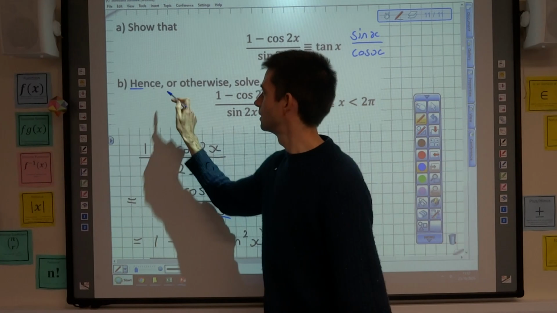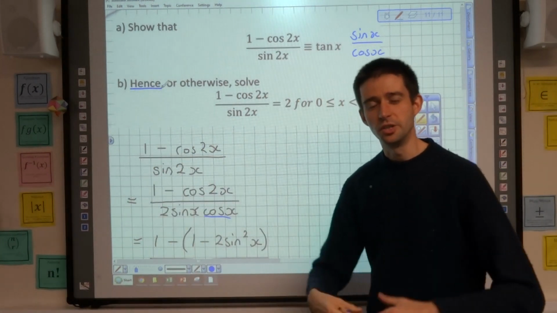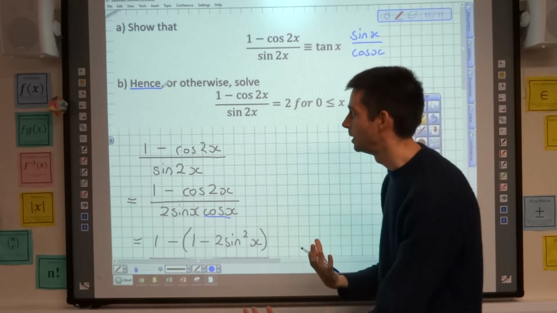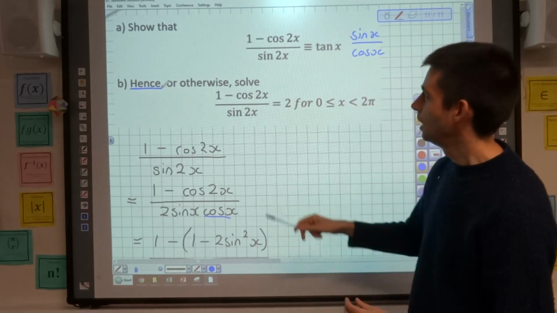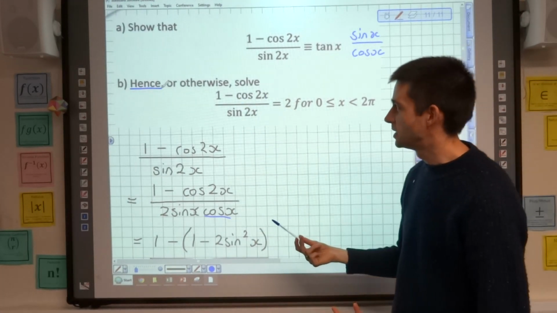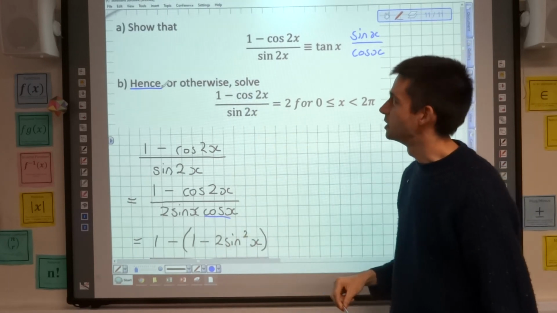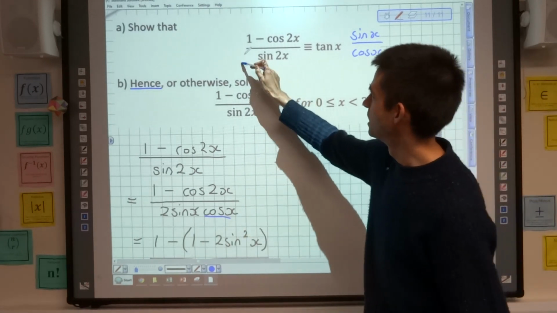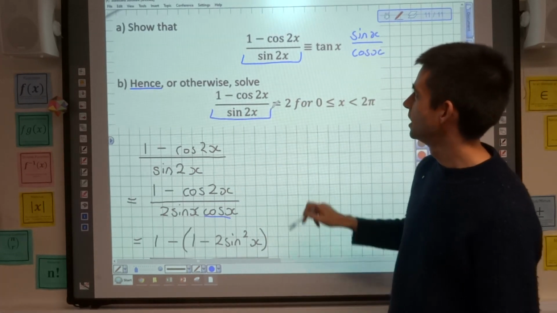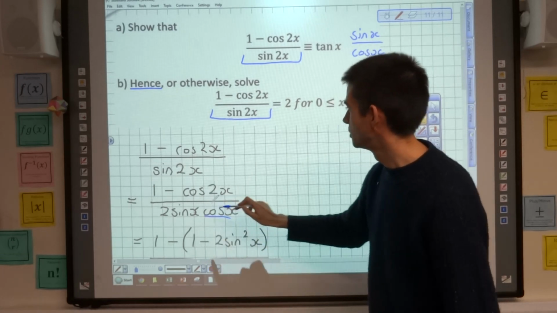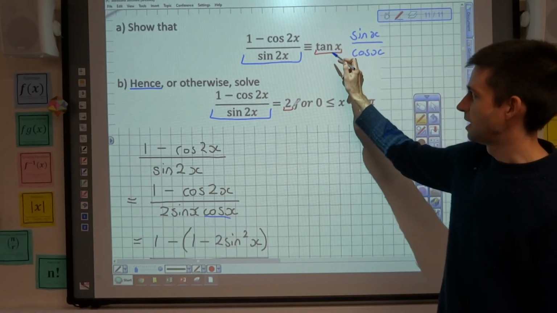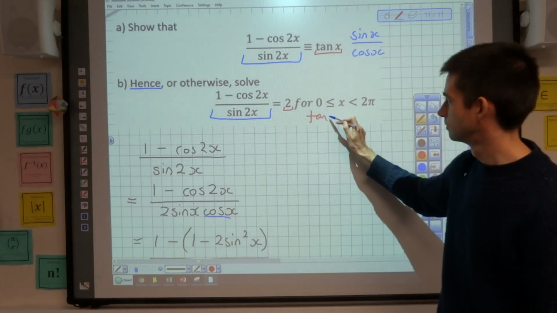Okay, now looking at part B then, where it says hence or otherwise. Now this word hence, when it comes up in exam questions, it means you've already done some of the work. So think, how has what I've just done helping me to answer the rest of the question? So we've got (1 minus cos 2x) over sin 2x equals 2. Now you might be tempted to try to manipulate this left hand side, but there's no need to, because you've done it in part A. You've shown that (1 minus cos 2x) over sin 2x is the same as tan x. So by that same logic, you can assume that in part B, tan x is equal to 2.